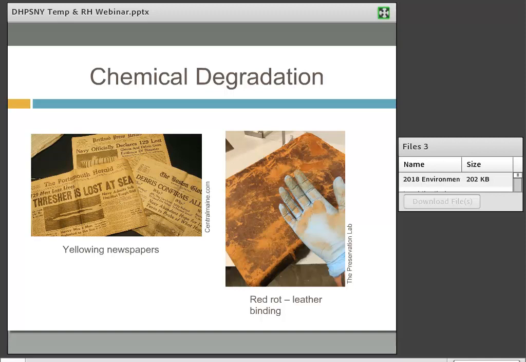Chemical degradation includes damage which results from the acceleration of existing chemical degradation processes or the introduction of new factors in the environment which damage objects at the molecular level. Some examples of chemical degradation processes include newspapers yellowing and becoming brittle due to acid hydrolysis, red rot on leather-bound books, and cellulose acetate releasing acetic acid during what we call vinegar syndrome. I'd like you to keep these 3 types of material damage in mind as we talk about the variables in the environment of your collections during the course of the rest of this webinar.